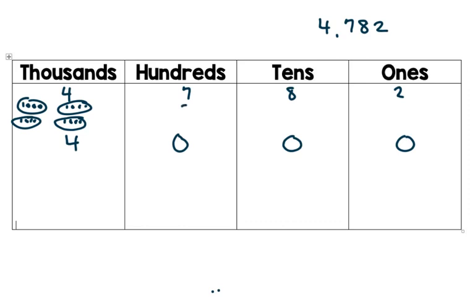Now I'm going to move on to the 7 that is in the hundreds column. I know that if I have 7 hundreds, the number that I have is 700. And I write that digit with a 7 in the hundreds column and zeros in the tens and the ones. Now I'm going to do the 8 in the tens column. If I have 8 tens, then I have the number 80. And if I have 2 ones, I just have the number 2. So that is the relationship between the digits and their place value. So 4 is actually 4,000.